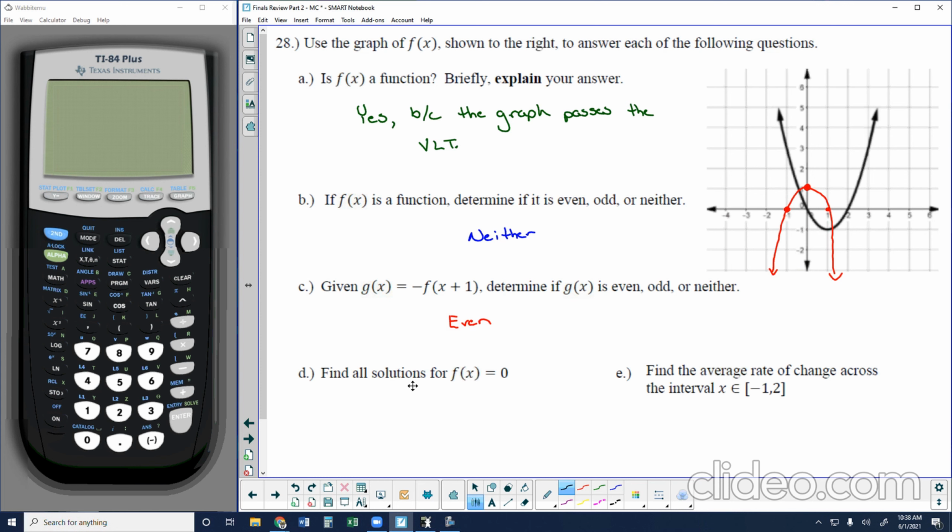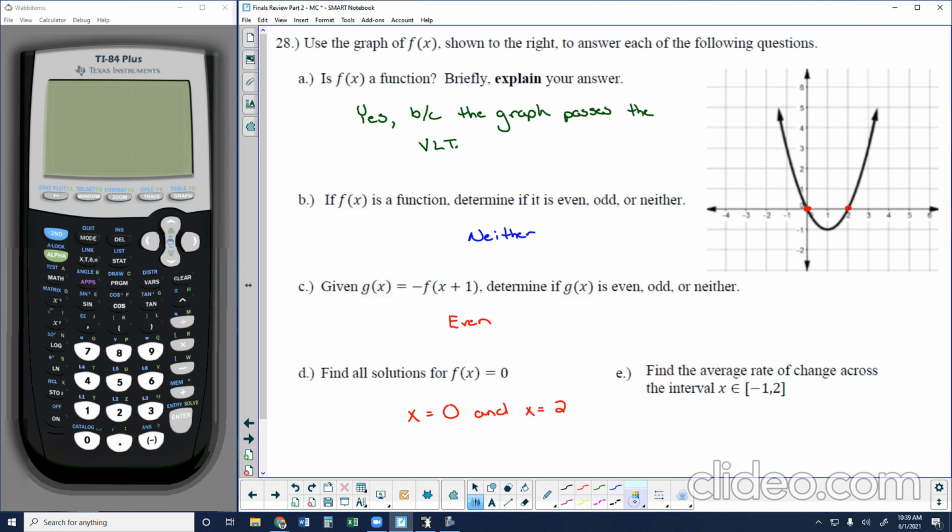Find all solutions for f of x equals 0 is the request in D. So let me get rid of the graph that I just drew in here for g of x. F of x equals 0. What I would be looking for is any y value that is 0, or specifically in this case, the x-intercepts. So I have two locations, where x equals 0 and x equals 2, that would satisfy these conditions.